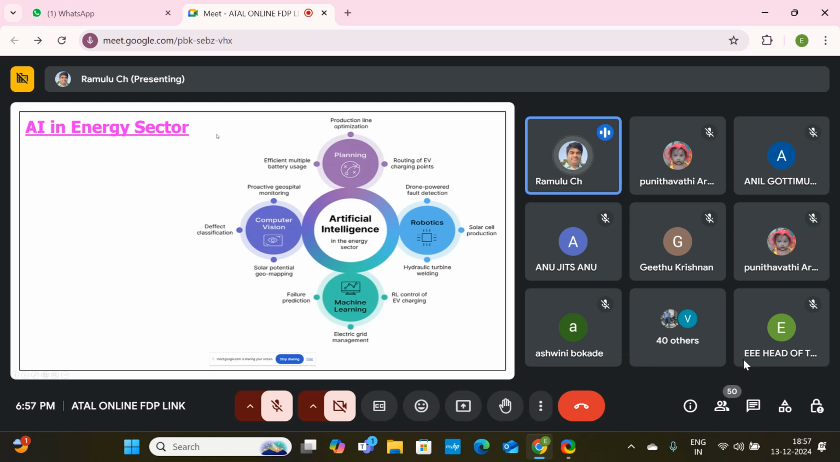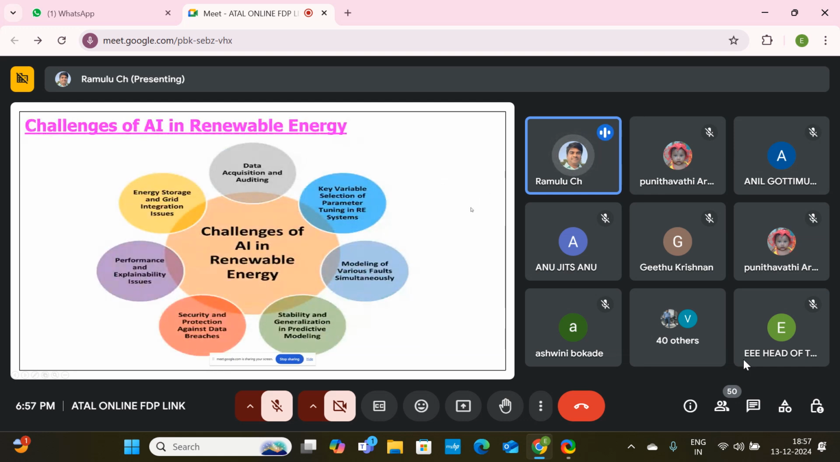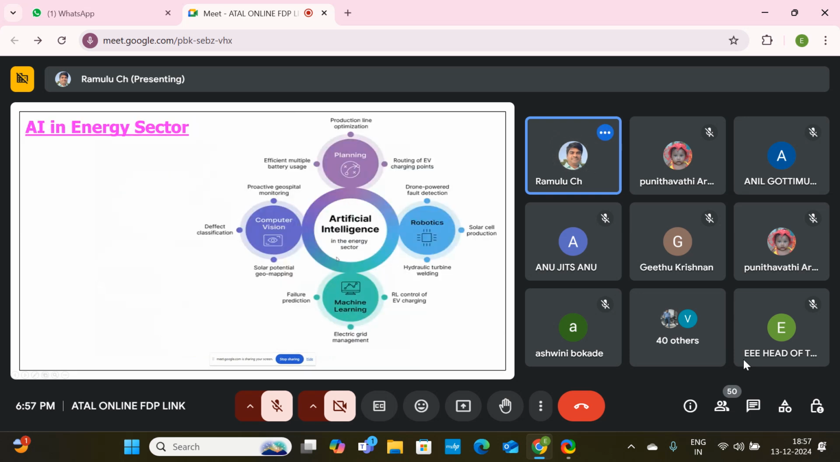Now coming to AI in the energy sector, what kind of things are possible with AI in the energy sector? Now you can see this diagram. Please try to understand, these are existing diagrams that I copied from somewhere else for your explanation. Coming to artificial intelligence, you can observe this bigger circle. This is the artificial intelligence in the energy sector, this big circle is the AI. With respect to the energy sector, what kind of things are possible? Coming to planning, at the top you can see plan, this purple color you can observe.